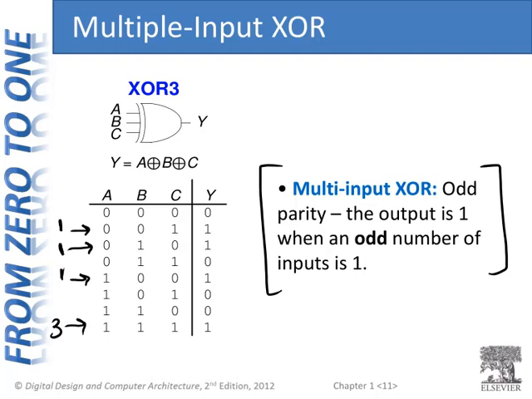So XNOR 3, on the other hand. If we had XNOR 3, some output, say W, would be the opposite of this: 1, 0, 0, 1, 0, 1, 1, 0. So for the XNOR gate with multiple inputs, the output is 1 when an even number of inputs is 1.